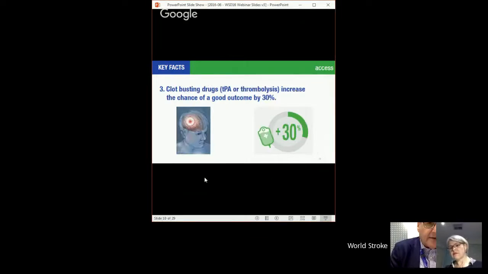So the third key fact is that we now know that clot-busting drugs, particularly the main licensed drug is, of course, intravenous TPA, tissue plasminogen activator, in selected patients treated within 4.5 hours of the onset of stroke, increases the chance of a good outcome by 30%. I want to emphasize that there are not many medical interventions in internal medicine that improve the chances of a good outcome by 30%. This is really dramatic.